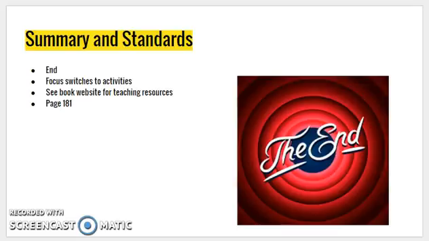Summary and standards. This is the end of the course design process. Once the course has gone live, focus switches to activities such as announcements, the online discussions, providing feedback, structuring group activities, asking students for feedback, and regular communication. See book website for teaching resources. And lastly, on page 181, they provide a list of standards that were addressed in this chapter.